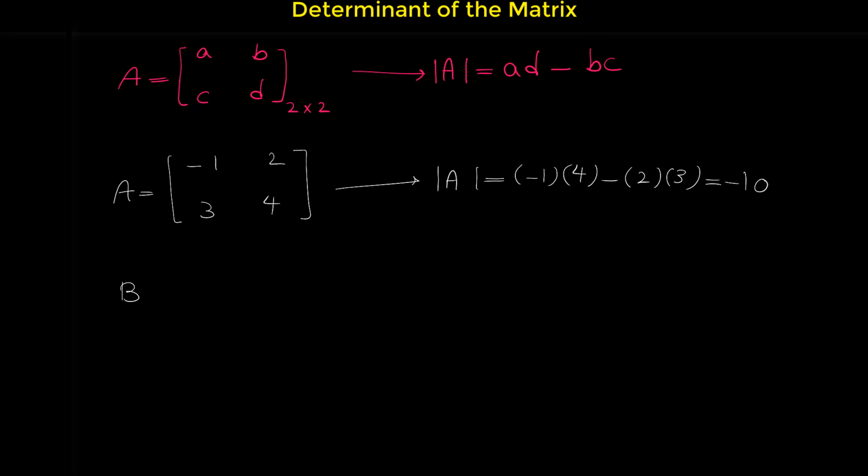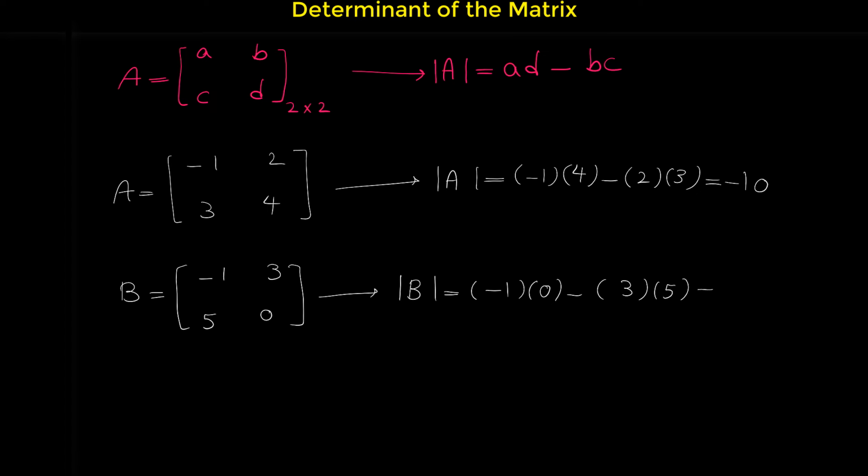Let me show you another example. Consider this matrix, negative 1, 3, 5, 0. What is the determinant of this matrix? Determinant equals negative 1 times 0 minus 3 times 5, which equals negative 15. As you can see, finding determinant of a 2 by 2 matrix is really simple.